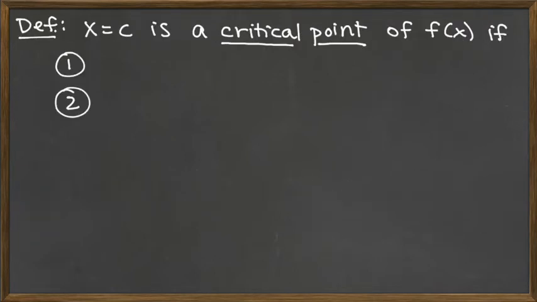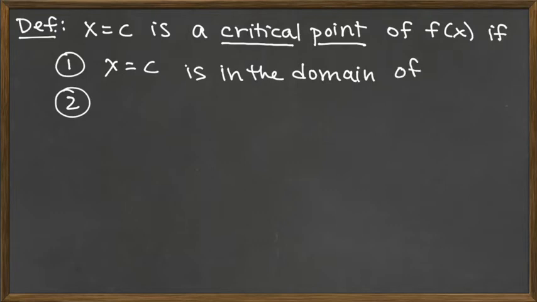So we say that the x value c is a critical point of f of x if two things are true. So the first thing that has to be true is that x equals c is in the domain of f of x. And what it means for an x value to be in the domain is that you can plug that x value into the function f of x and nothing bad happens.